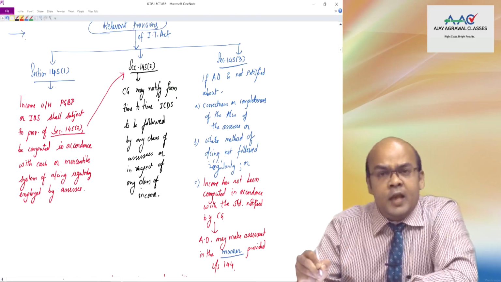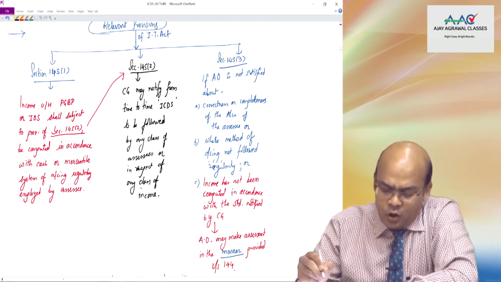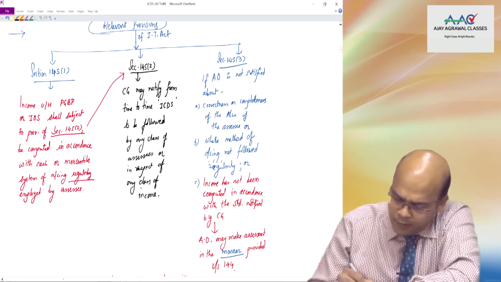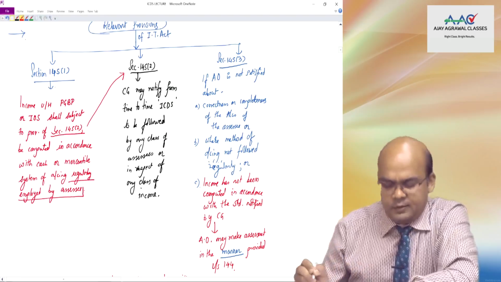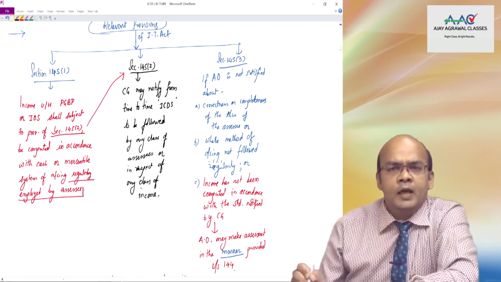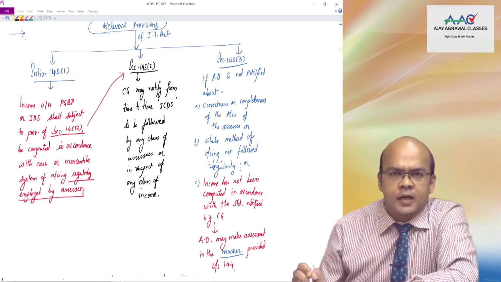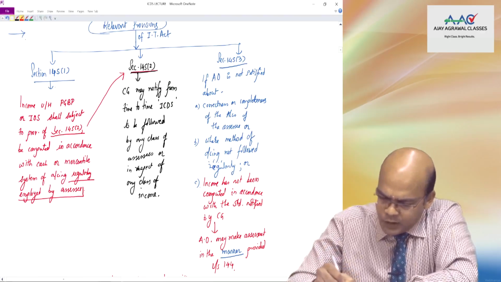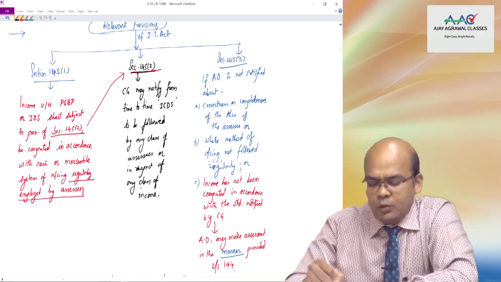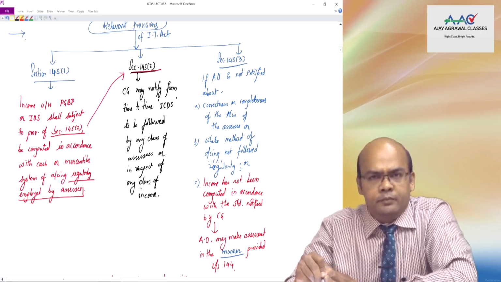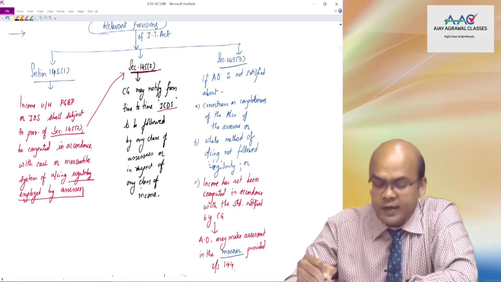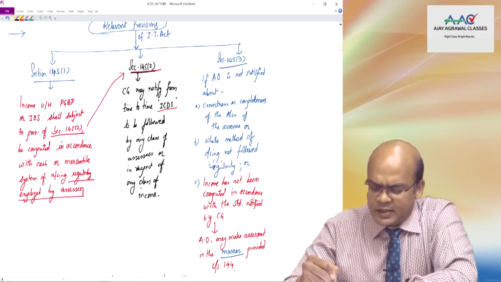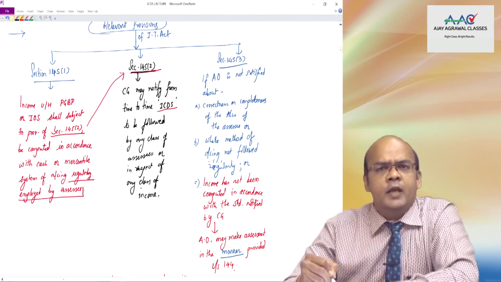Be computed in accordance with cash or mercantile system of accounting regularly employed by the SSE. You cannot change it unless there is a requirement under the law, time being in force. 145 subsection 2 is related with what? Central government may notify from time to time. Earlier it was accounting standard, now it has been what? ICDS, to be followed by any class of SSE. It may be all or any.